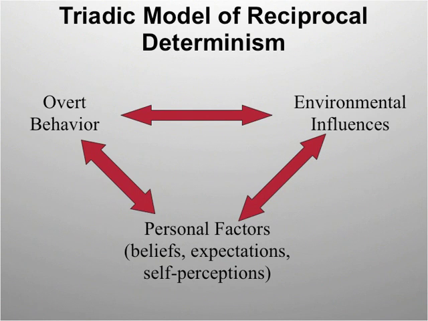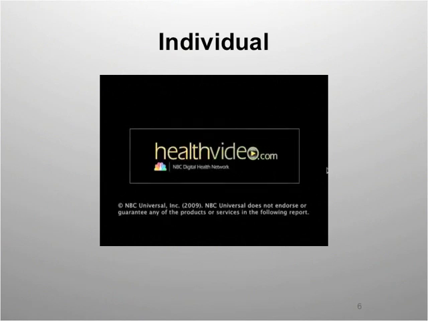Therefore, Bandura has chosen to include those in social cognitive theory, and he's created this triadic model of reciprocal determinism. Reciprocal, again, meaning that they influence each other. So how could environment influence person? And how could person influence environment? And how could each influence behavior and be influenced by behavior? Here's an example of the individual level influences that I'm referring to.